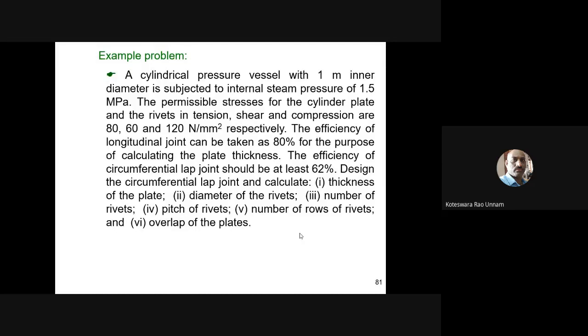Design the circumferential lap joint, and calculate: 1, thickness of the plate; 2, diameter of the rivets; 3, number of rivets; 4, pitch of rivets; 5, number of rows of rivets; and 6, overlap of the plate.